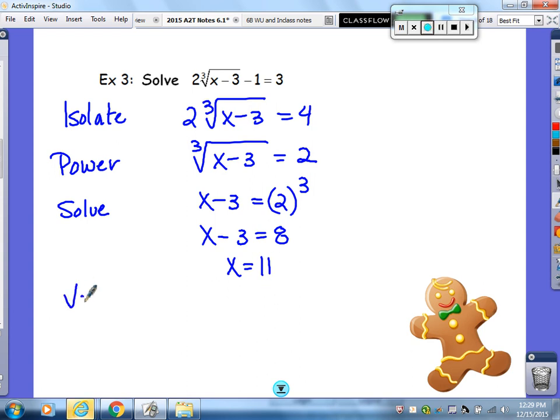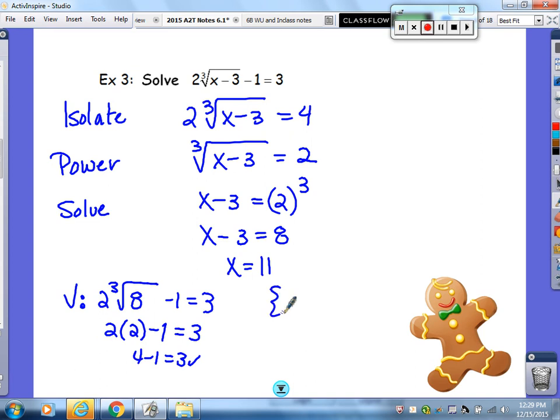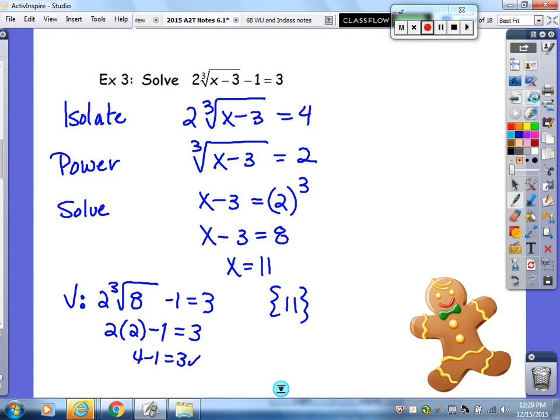All right, let's add our 4th step, and let's do our check step. Go back to the original. So the cube root of 11 minus 3 is 8, minus 1 equals 3. Cube root of 8 is 2, 4 minus 1 is 3, and so it checks. So our answer is 11. You will end up with some stuff that doesn't work, so please make sure you check your answers. I know we haven't yet, but I promise you, sometimes we're going to end up with extraneous solutions.